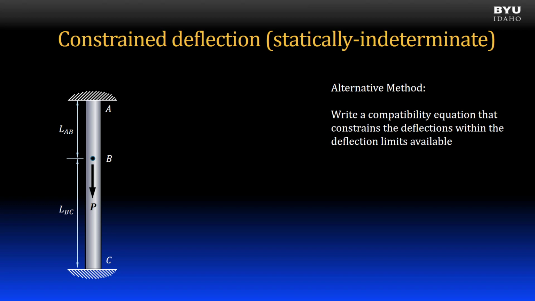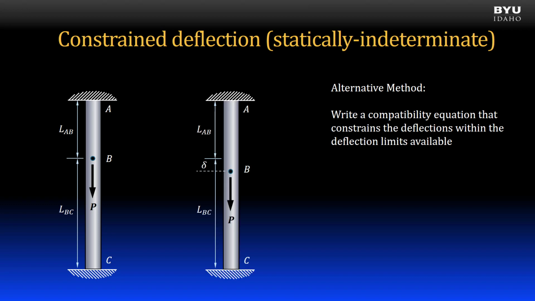The alternative method for finding a compatibility equation is to inspect the problem constraints and loads and determine a compatibility equation that constrains the deflections within the deflection limits available. In this case, we can imagine that when the load is applied to point B, B will deflect in the direction of the load. This means that section AB will get longer and section BC will get shorter. Since the supports cannot move, all deflections will have to take place within the length of the bar.